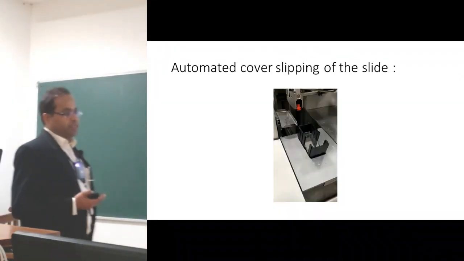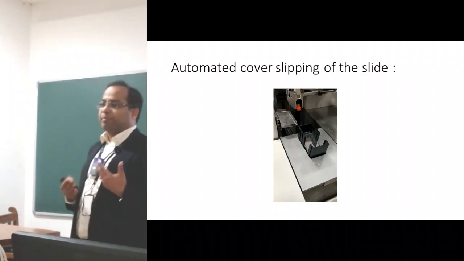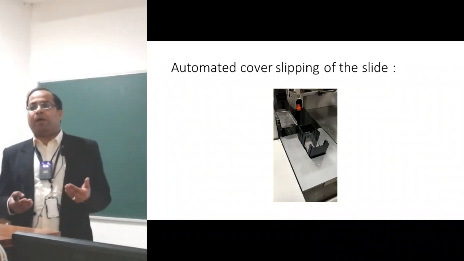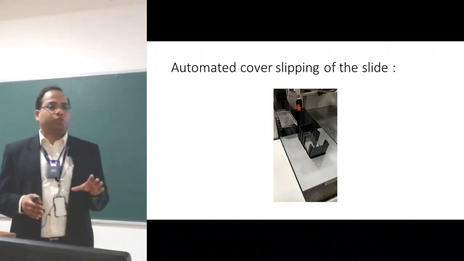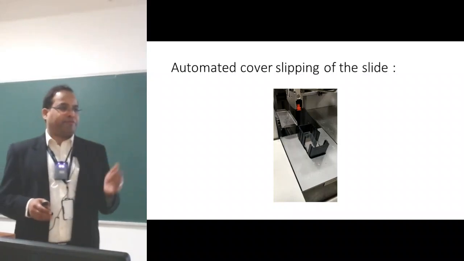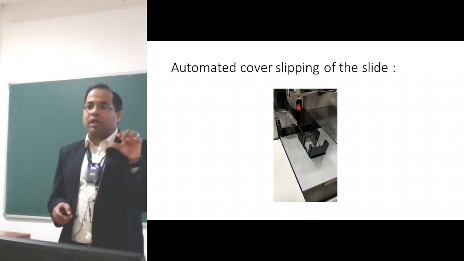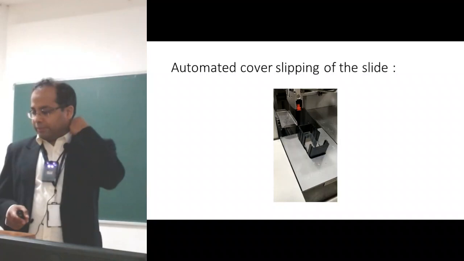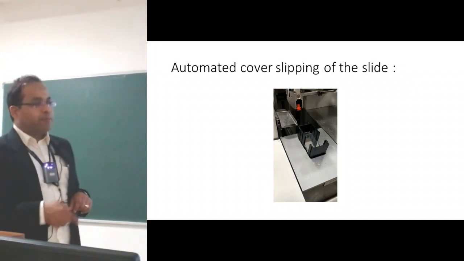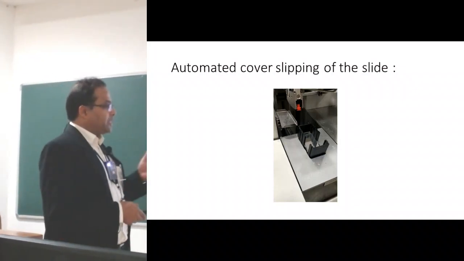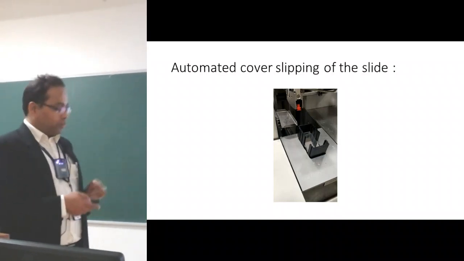Then we have cover slipping. A section which is stained is exposed to the environment, which is liable to damage not only from handling, but also exposure to light, air, dust, etc. Therefore, we need to protect them, and this is generally done by cover slipping. We put another small thin cover over the section so that it is protected from damage. This is done by an automated cover slipping machine, which we are unable to show you here.